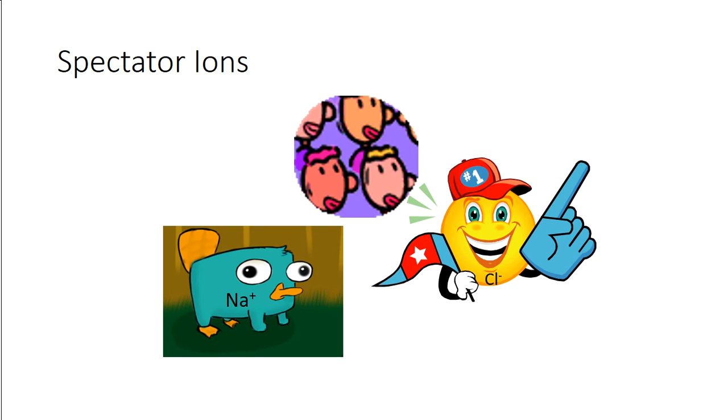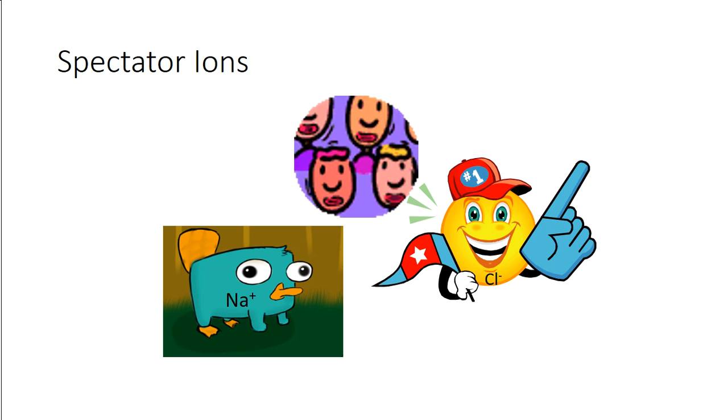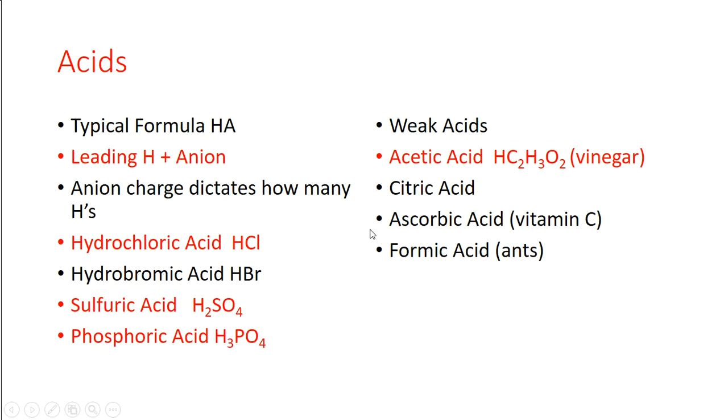Spectator ions just sit there and watch what's happening between the hydrogen and the hydroxide in this case. All right, so acids. The typical formula for an acid is HA. You're going to have that leading H.